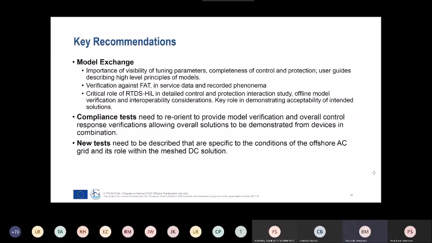key recommendations. Unsurprisingly, these are in the areas of modelling. It's in the areas of the compliance tests. So it's about making sure that we define the new tests, we redefine the existing tests to be relevant to these composite environments, and we ensure that we're getting the levels of data that we need in order to inform that analysis, because increasingly it's going to have to be simulation based. And I think that's it.